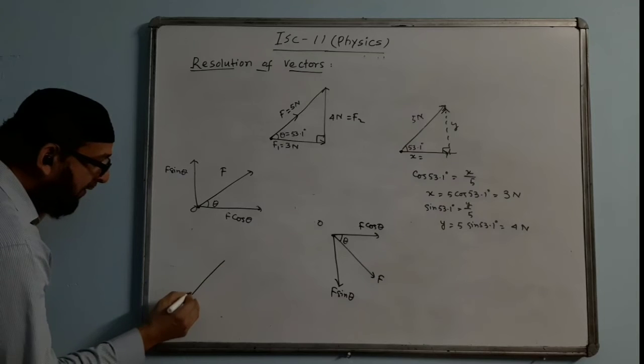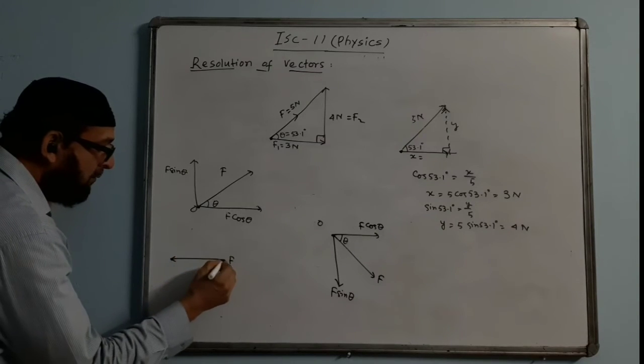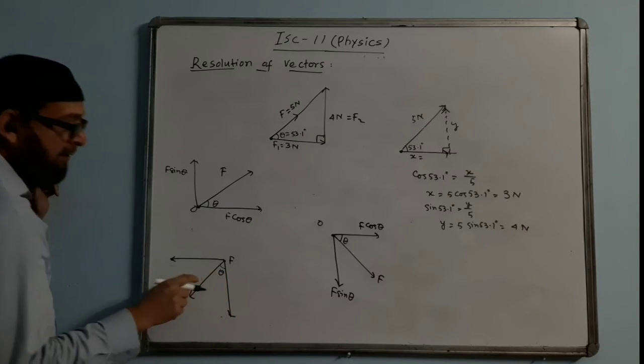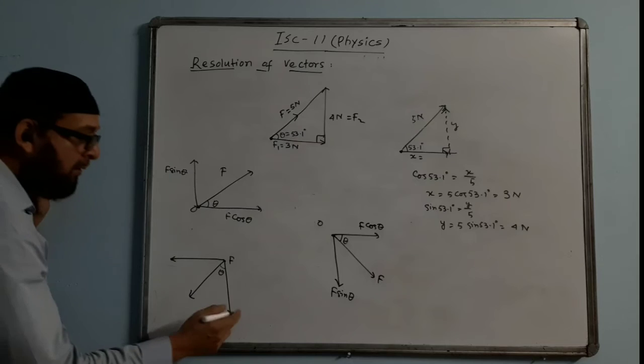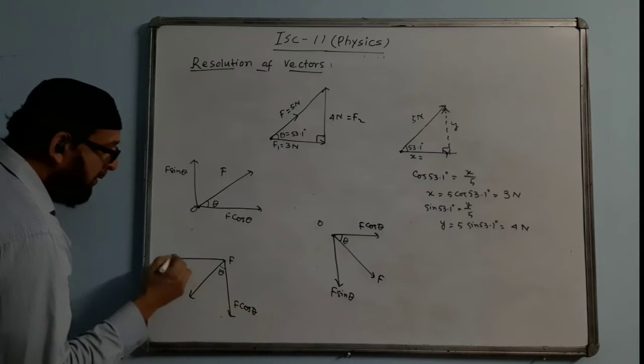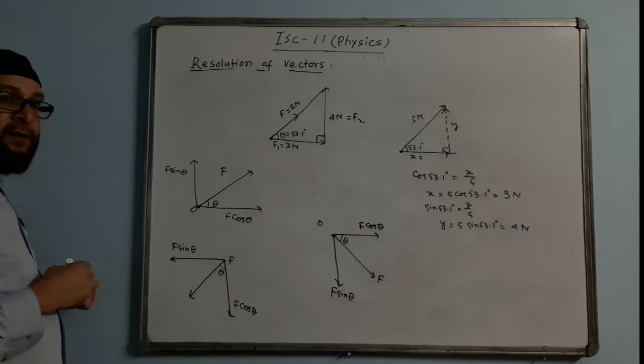Similarly, suppose we are having a force over here like this, F. We have two components here and here. Suppose here is the angle given, theta. This component will come in this form. Here is the angle, so this will come in cos form, and this will come in sin form. F cos theta and F sin theta.